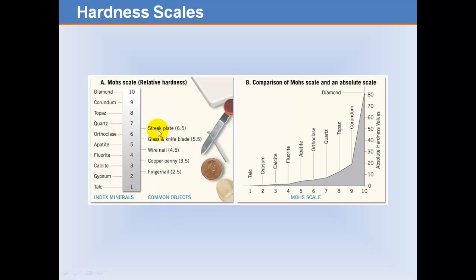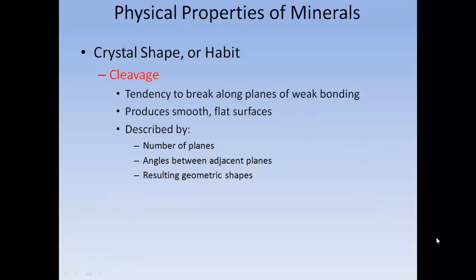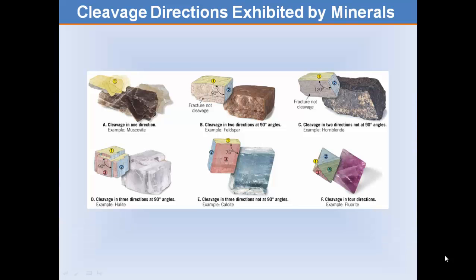Now the streak plate, which is that porcelain plate, is at 6.5. So you can use these common objects to figure out the relative hardness of one mineral versus another. Now cleavage is the tendency to break along planes of weak bonding. This produces flat, smooth surfaces, which can sometimes be a little shiny. So we describe it by the number of planes, the angles between adjacent planes, and the resulting geometric shapes.